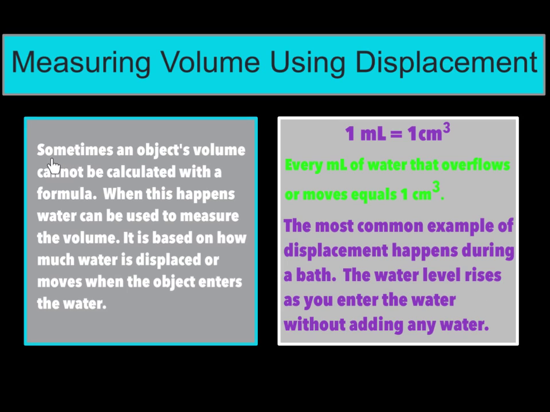So back to my original plan here. Sometimes an object's volume cannot be calculated with a formula. When this happens, water can be used to measure the volume. It is based on how much water is displaced, or moves, when the object enters the water.